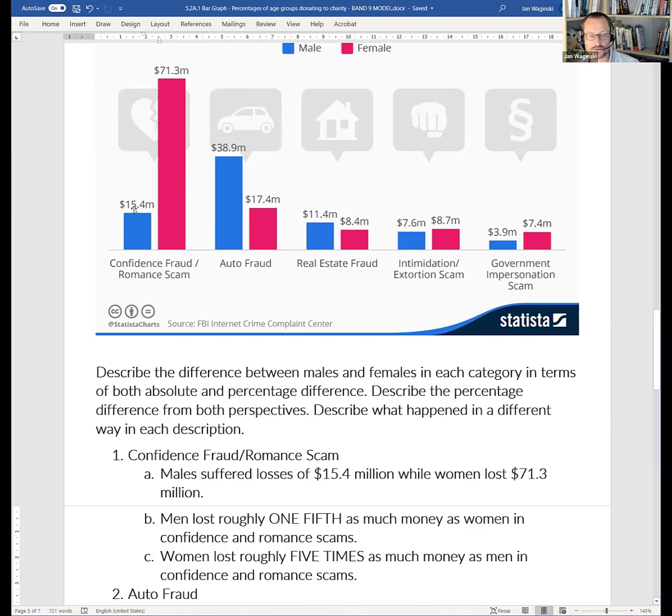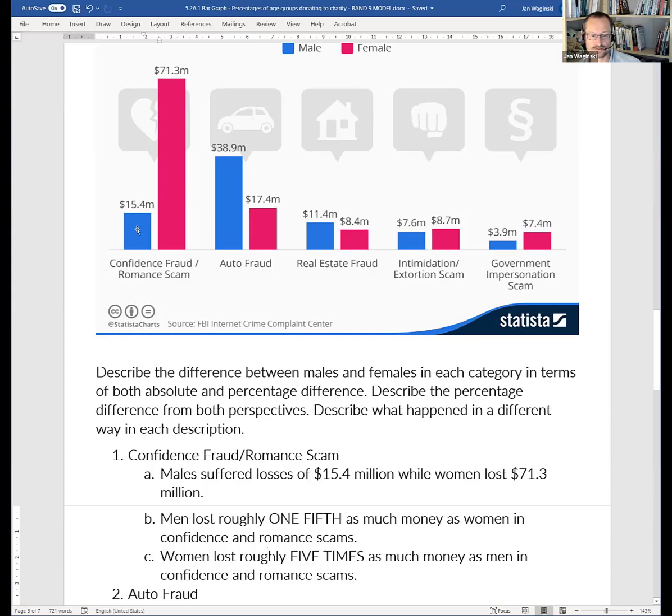Yeah. Because 15 times 5 is how much? 75. So we're not worried about precise math. IELTS knows you don't have a calculator, you don't have time to do precise math, just pencil and paper, so round and use words like roughly, approximately, nearly, slightly more than. So you look at this number, it's 15. You look at this number, 70. So roughly speaking, men lost 1/5 as much money as women. Women lost 5 times as much money as men.